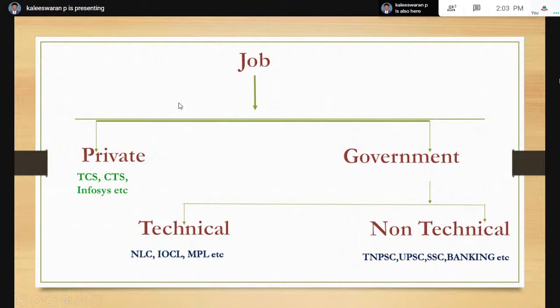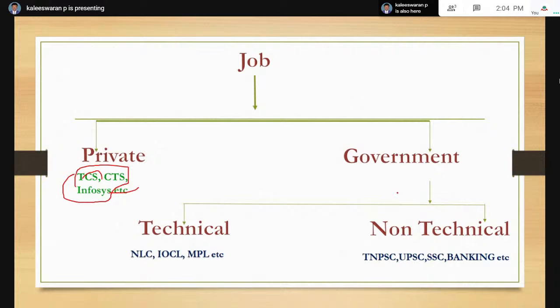Mostly the jobs are classified in two categories. One is private jobs. These are some examples: TCS, CTS, Infosys for software companies. If you are mechanical students, Ashok Leyland, TVS, these are the examples. They are the private sectors. And another category is government jobs.